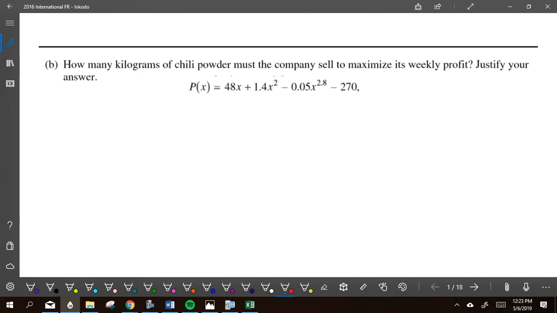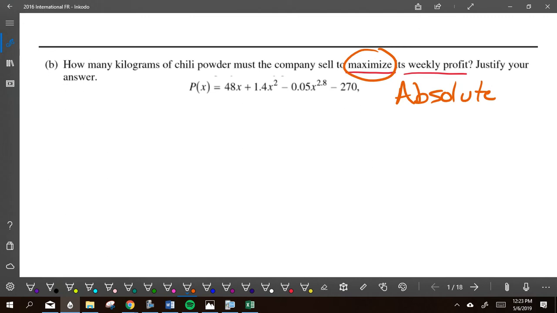How many kilograms of chili powder must the company sell to maximize its weekly profit? Justify your answer. This is the place we screwed up on our final a little bit. All right? I am trying to justify a maximum. What type of maximum am I finding? It's an absolute maximum. Good answer there. This is a maximum profit. You're not trying to find all the spots where it could happen. You are trying to find when it is the best.